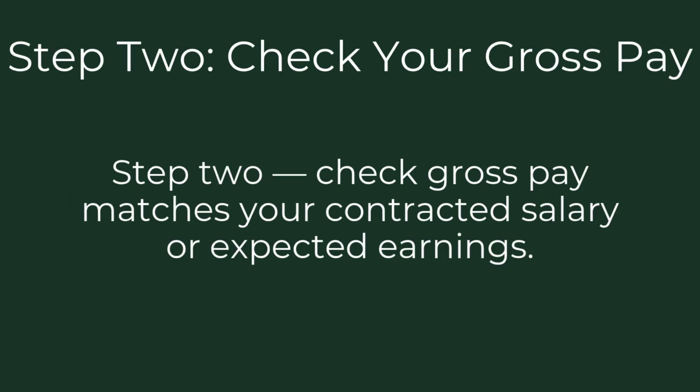Your gross pay is your total pay before any deductions. Check that it matches your contracted salary, or your expected pay, including any overtime or bonus for that month. If your gross pay is lower than expected, it may be a payroll error, or a deduction you were not aware of. Either way, it is worth querying with your employer.